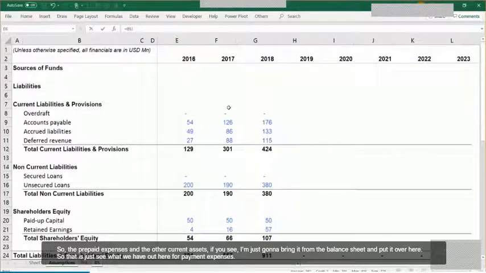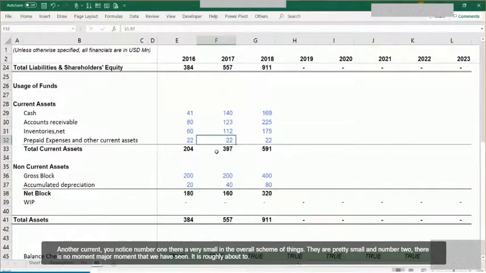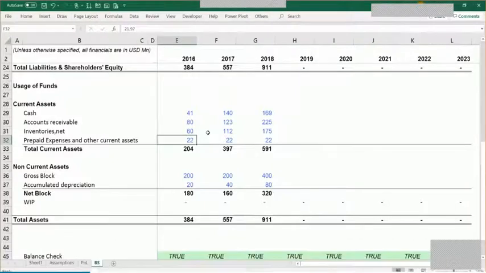So let us just see what we have out there. Prepaid expenses and other current assets, if you notice, number one, they're very small in the overall scheme of things. And number two, there is no major movement that we have seen. It is roughly about 2022 only.